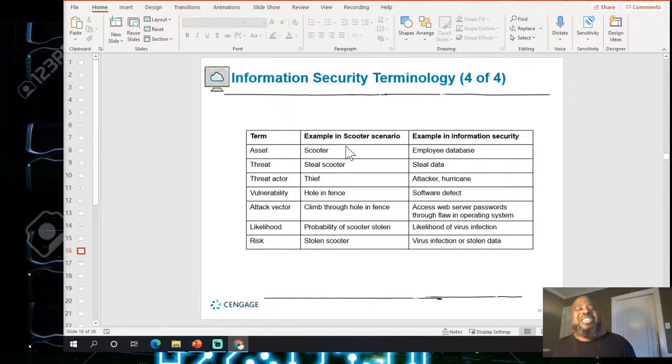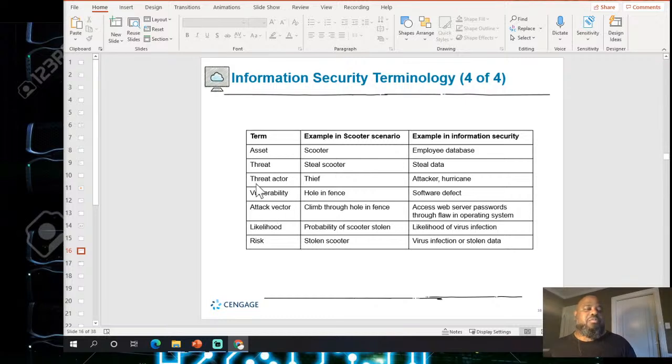The terms, an example in the scooter scenario. Asset: the scooter is similar to an employee database. A threat: stealing of the scooter is stealing of the data. Threat actor: the thief is the attacker. Or a hurricane: hurricanes and natural disasters could take down our data center. Once again, we need to pay a little homage to physical security and physical attacks.